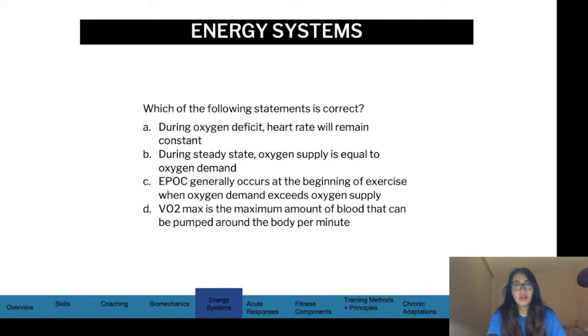Sorry, I've got a question here. Which of the following statements is correct? During steady state, oxygen supply is equal to oxygen demand.